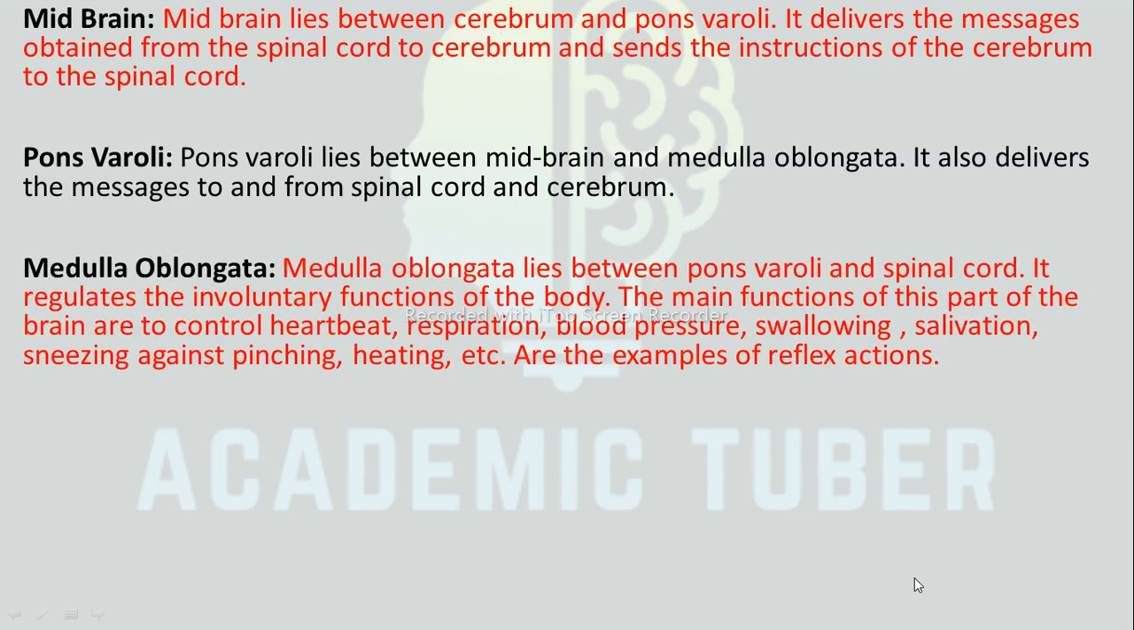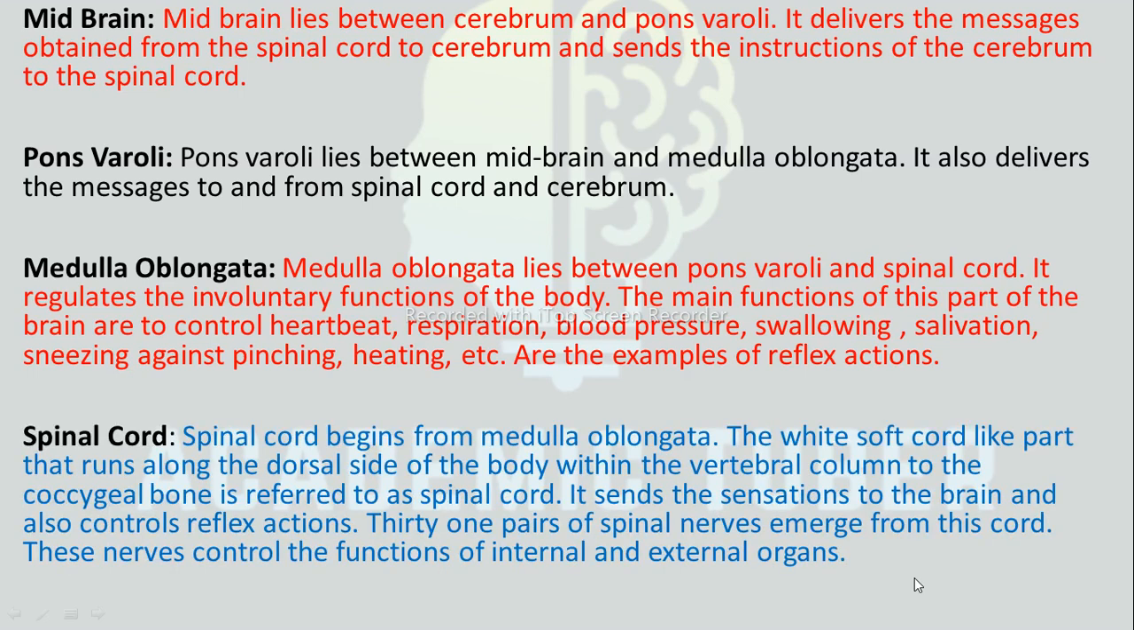Medulla oblongata. Medulla oblongata lies between pons varolii and spinal cord. It regulates the involuntary function of the body. The main functions of this part of the brain are to control heartbeat, respiration, blood pressure, swallowing, salivation, sneezing, coughing, etc. These are also examples of reflex actions.